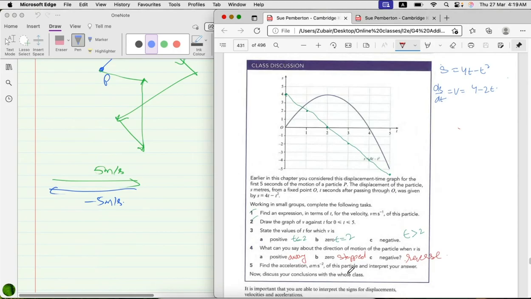Find the acceleration of the particle and interpret your answer. For acceleration, we need another differentiation. So dv over dt is acceleration. With another differentiation, the 4 goes away. This is minus 2. So in this case, acceleration is only minus 2, irrespective of time. And it is no more a curve. That's a linear equation, a straight line, and the gradient is already minus 2. So acceleration is minus 2 throughout, and negative acceleration means the velocity is decreasing.